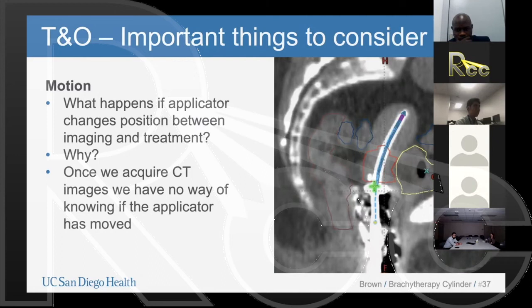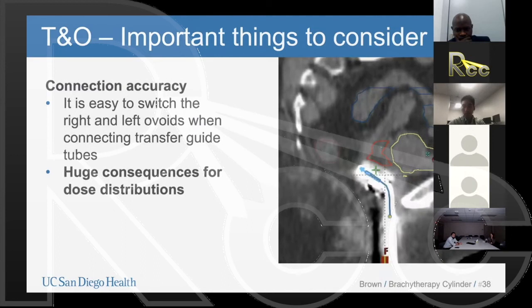You really need to be thinking a lot about it. Connection accuracy, this is what I just described. If you connect the right ovoid to the left transfer guide tube or vice versa, then you get potentially huge consequences for changes in dose distribution.